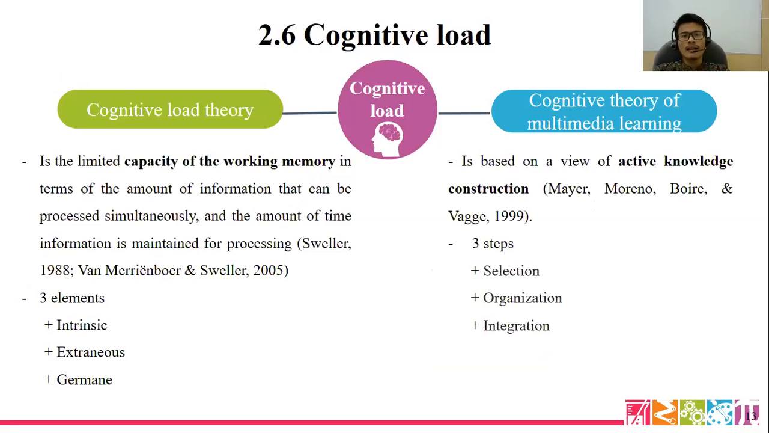And the next is cognitive load. We have cognitive load theory, and the second is the cognitive theory of multimedia learning. Cognitive load theory concerns the limited capacity of working memory in terms of the amount of information that can be processed simultaneously and the amount of time information is maintained for processing. We have three elements here: the first intrinsic, the second extraneous, and the third germane.